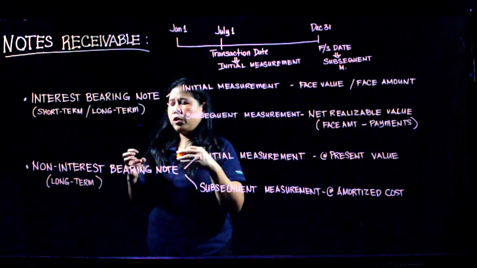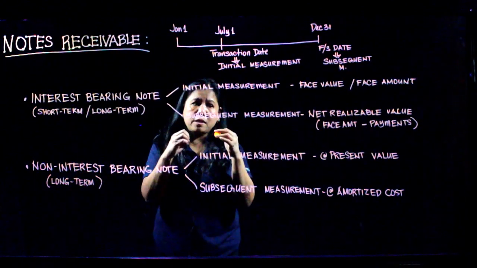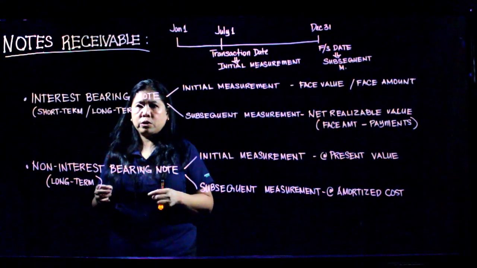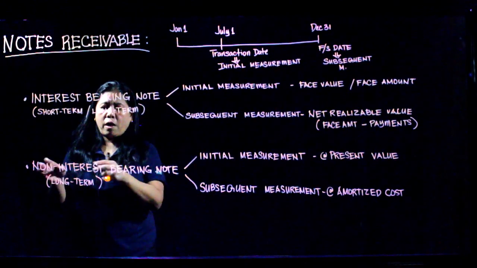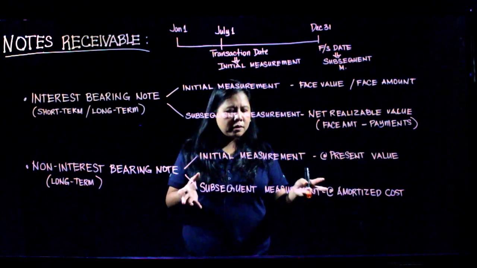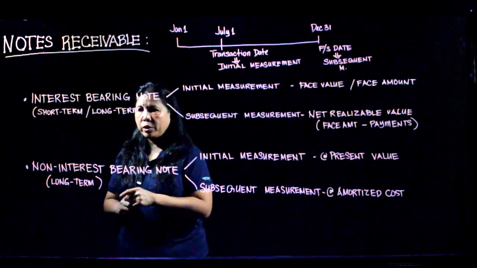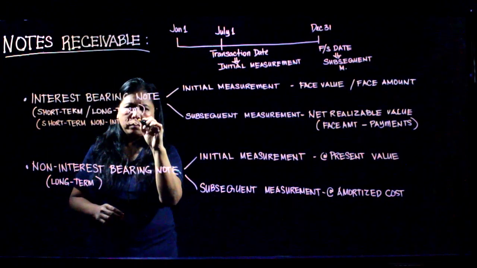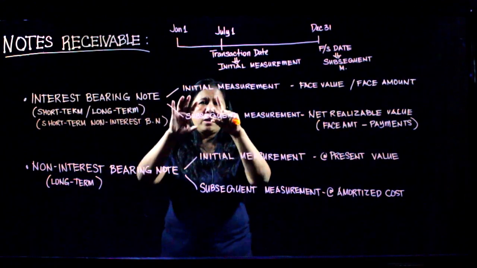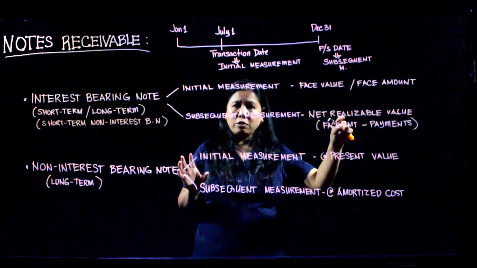The interest-bearing notes, whether short-term or long-term, initial measurement will be at face value and subsequent measurement will be the net realizable value. Non-interest-bearing notes only includes the long-term non-interest-bearing note. The initial measurement will be at present value and subsequent measurement will be at amortized cost. The short-term non-interest-bearing note includes the initial measurement of face value and the subsequent measurement of net realizable value.